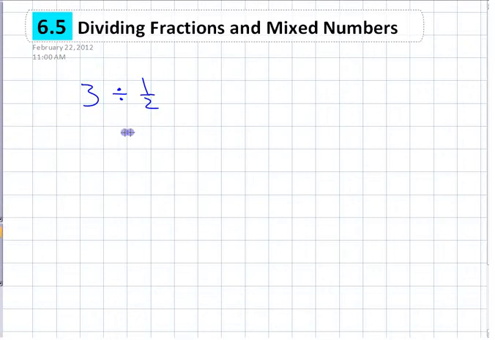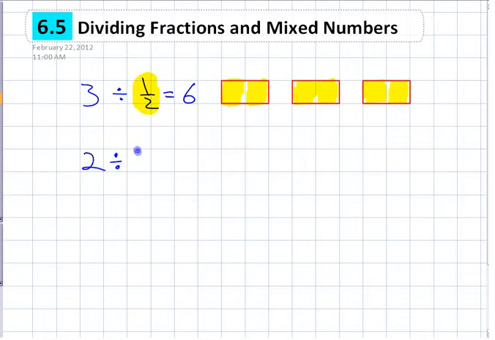If you draw 3 rectangles to represent the 3, here are my 3 rectangles. There's 1, there's 2, and there's 3. So that's 3. If I'm dividing by a half, I'm figuring out how many halves are in that. How many halves fit into 3? You can count them, right? There's 1, 2, 3, 4, 5, 6. There are 6 halves that fit in there, so the answer is 6.